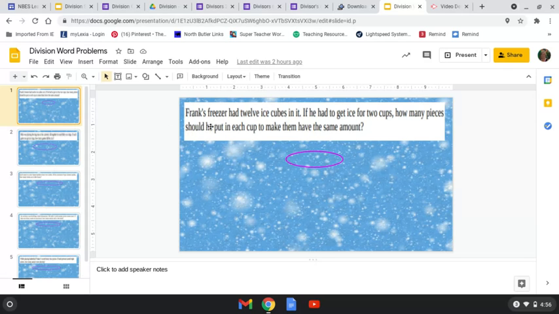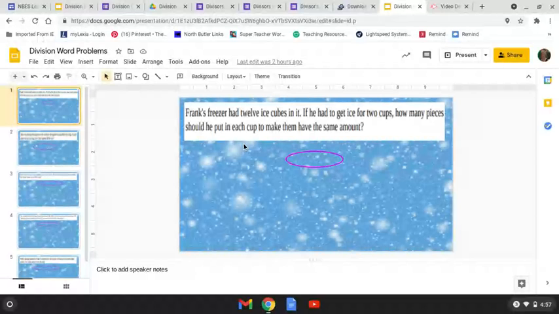So let's just look at this first word problem today. We're not going to go through all of them, but we'll get through as many as we can. It says Frank's freezer had 12 ice cubes in it. If he had to get ice for 2 cups, how many pieces should he put in each cup to make them have the same amount? Okay, first of all, there's that keyword each.